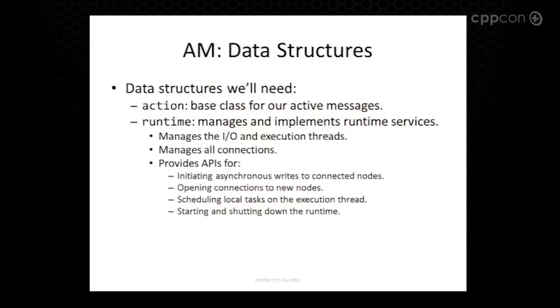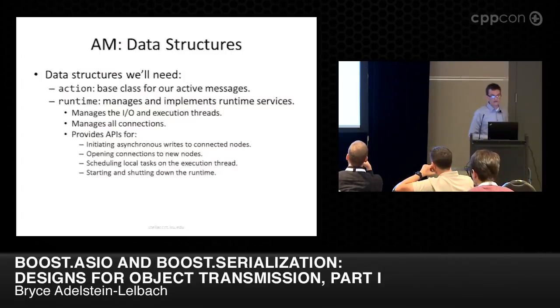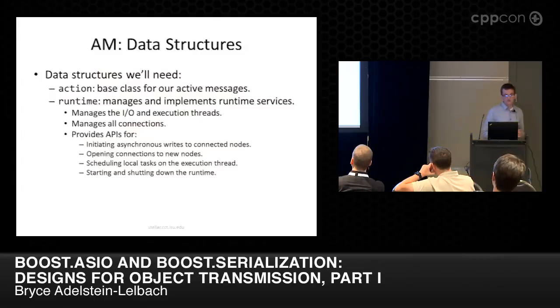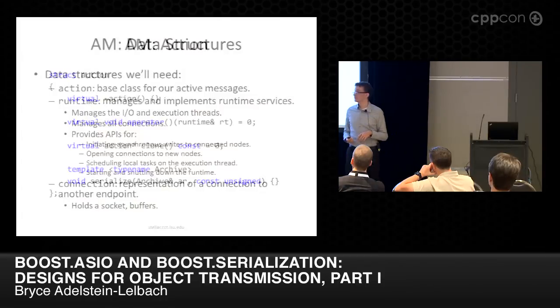Then we're going to have this runtime class. It's going to be the thing that abstracts away the services that we're going to provide. So those services are the I/O, the execution thread, the connections. We're going to have an API for starting asynchronous writes, for opening connections, for scheduling local tasks, and for starting and shutting down the runtime. And we're going to have this connection class, which is going to represent a connection to another endpoint. And it's going to hold a socket, and it's going to hold buffers for that particular endpoint.